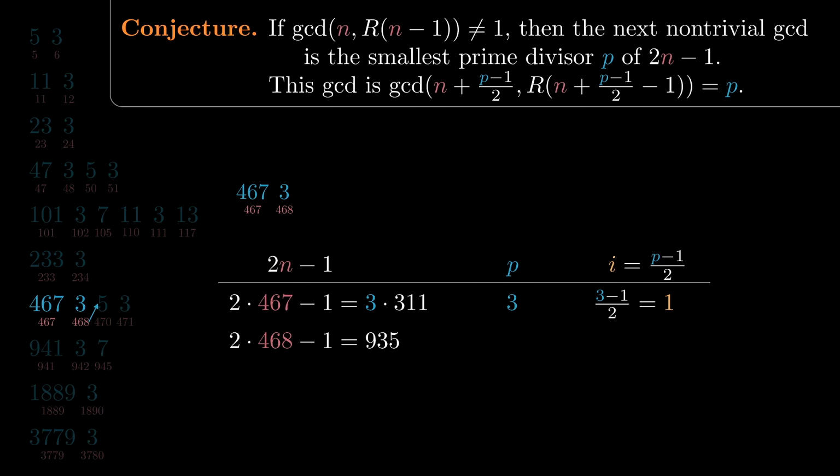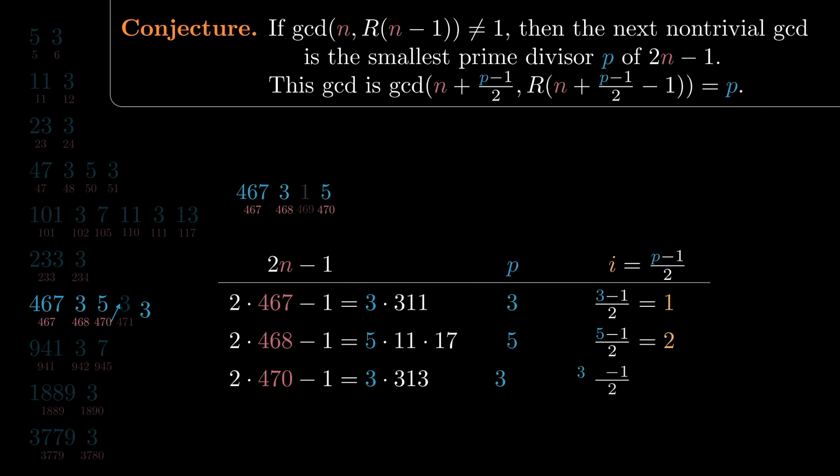Now let n be 468. 2n minus 1 is 935, whose smallest prime divisor is 5. So now I is 2, and the next non-trivial GCD appears 2 steps later, during the computation of R of 470. If we keep going, when R is 470, 2n minus 1 is 939. Its smallest prime divisor is 3, and the next non-trivial GCD appears 1 step later.